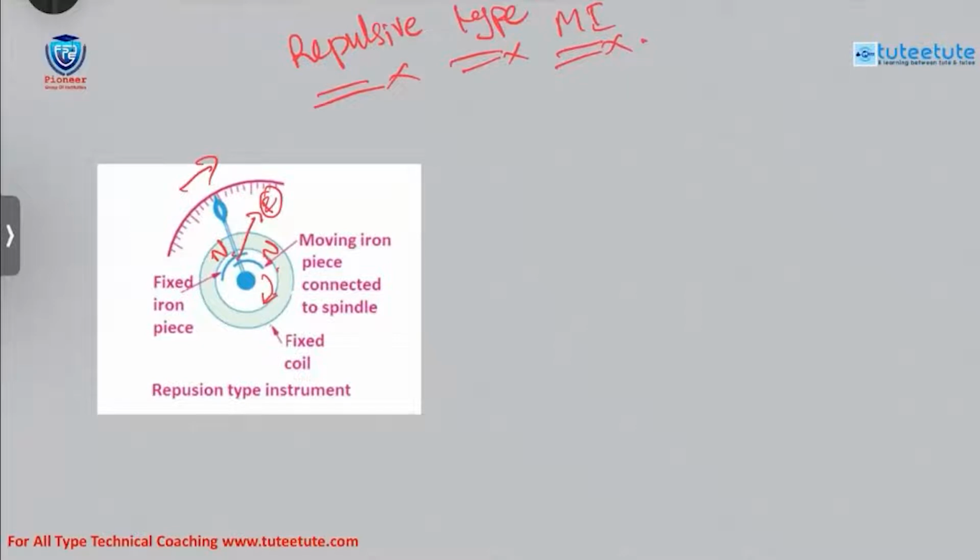Damping torque also we are going to develop by using air friction damping. So only the principle is different. Compared to the attractive type, here two plates are there, and between these two plates we are going to make a repulsive force. We develop the repulsive force by using the measuring quantity. That means if you are going to measure current, with the help of current we make this repulsive force such that the pointer is moving.